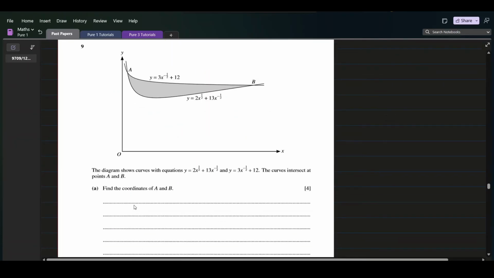Number 9. The diagram shows the curves with equations y equals 2x to the power half plus 13x to the power minus half, and y is equal to 3x to the power minus half plus 12. The curves intersect at points A and B. Find the coordinates of A and B.